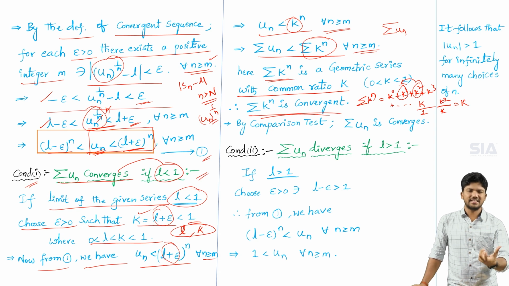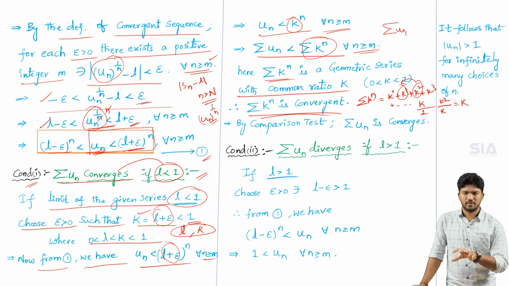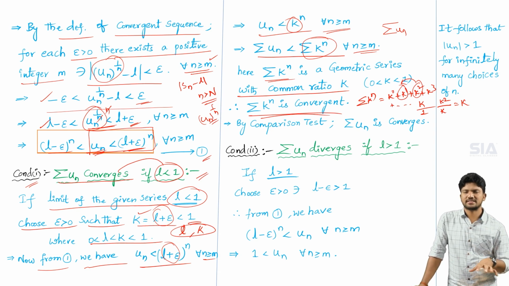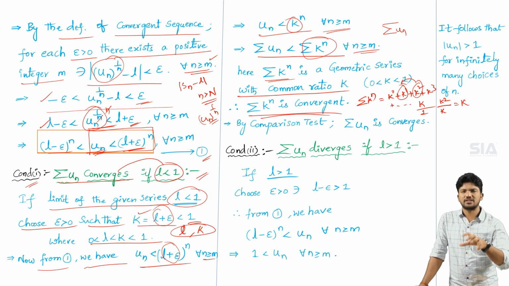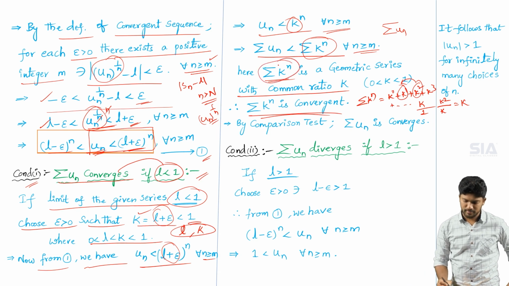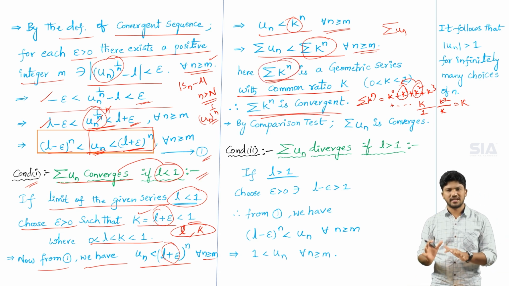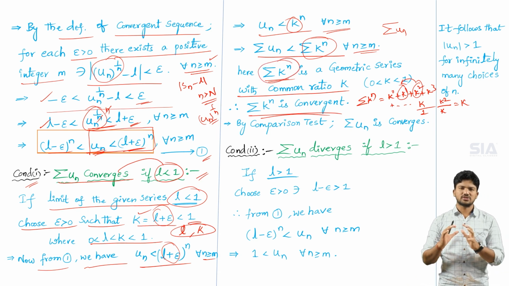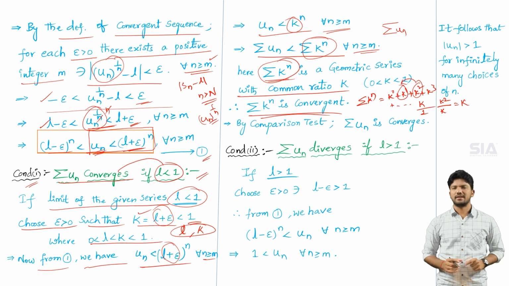We already discussed the theorem based on this geometric series in the infinite series concepts. We proved that every geometric series existing in this format is convergent. So whenever the series summation k power n is a geometric series, then definitely it is convergent, with a finite limit point.